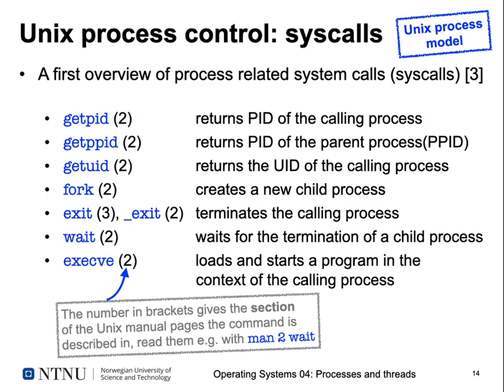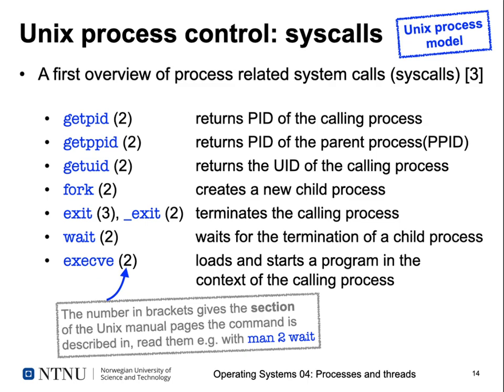This is not a parameter that's passed, so this is just an indication that you can find more information about getpid in the Unix manual, and this Unix manual has several sections, 1, 2, 3, 4, 5. So getpid would be contained in section 2 of the Unix manual, and section 2 is the section describing all system calls, whereas section 3, for example, would be the section describing your libc calls available.